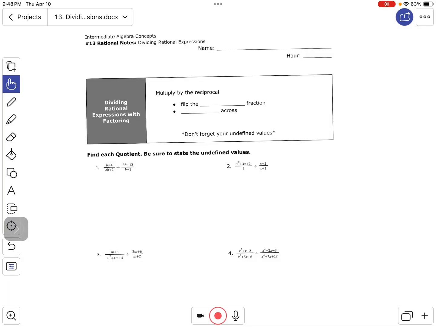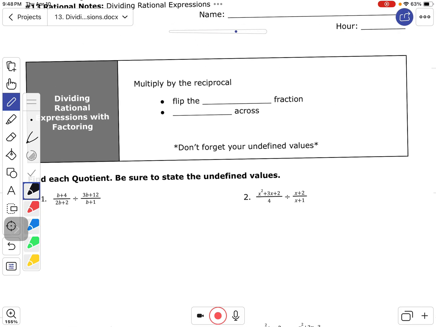Today we're going to be working on number 13, rational notes, dividing rational expressions. So when you're doing this, you're going to multiply by the reciprocal, and what that means is you're going to flip the second fraction. So this one we're going to go ahead and put the word second in, and then just like before, you're going to multiply across. And then don't forget your undefined values.